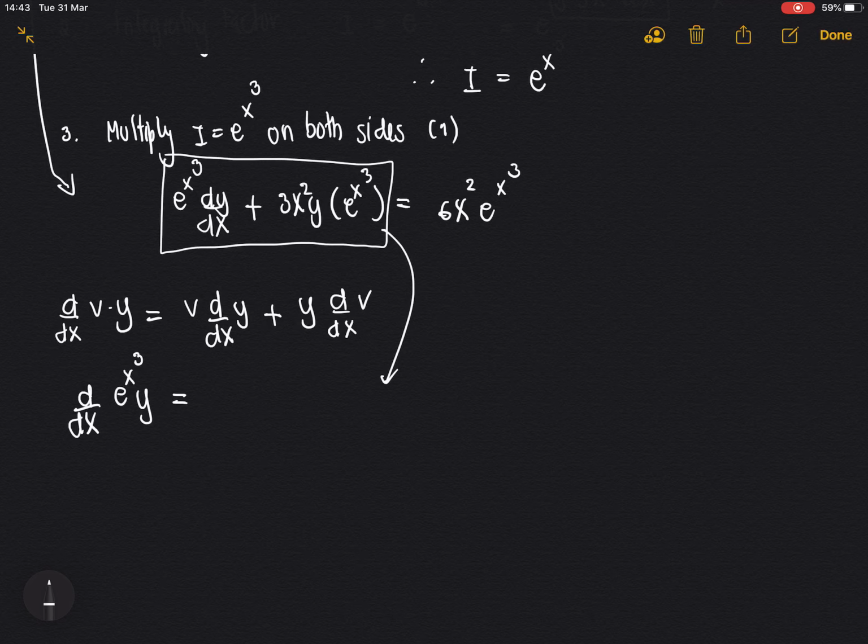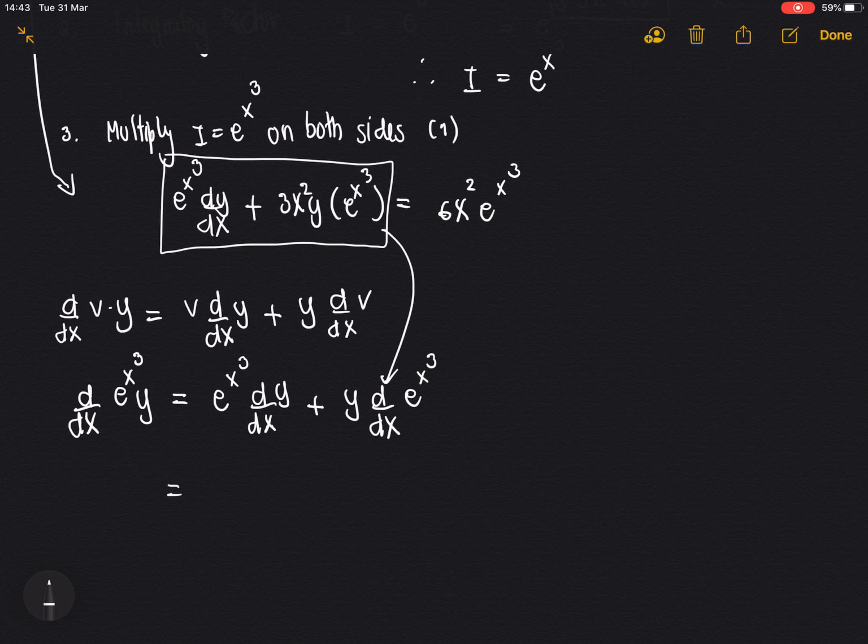So let's try to prove that together. In this case, it is the product rule, or the combination between the integrating factor terms and the y terms. So we have the exponential of x cubed multiplied with dy by dx, plus the y term multiplied with d by dx of the exponential, and you perform the differentiation on the exponential of the x cubed term.